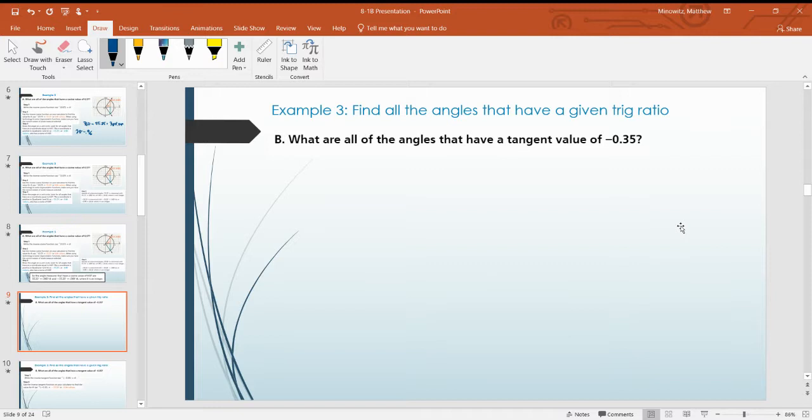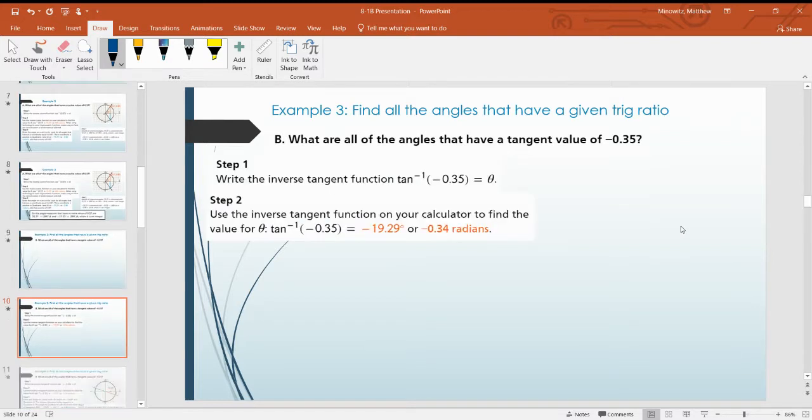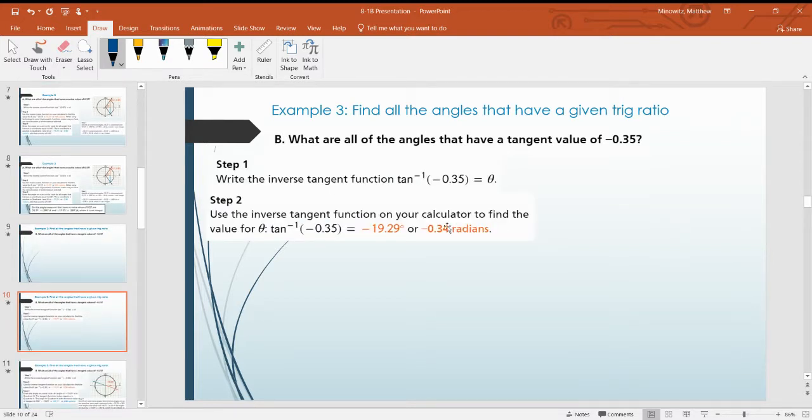So the first question I ask is, where's tangent negative? Tangent's the slope of the hypotenuse, so tangent's negative in quadrants 2 and 4. So I'm going to have two answers again. And my calculator gives me the angle in quadrant 4.